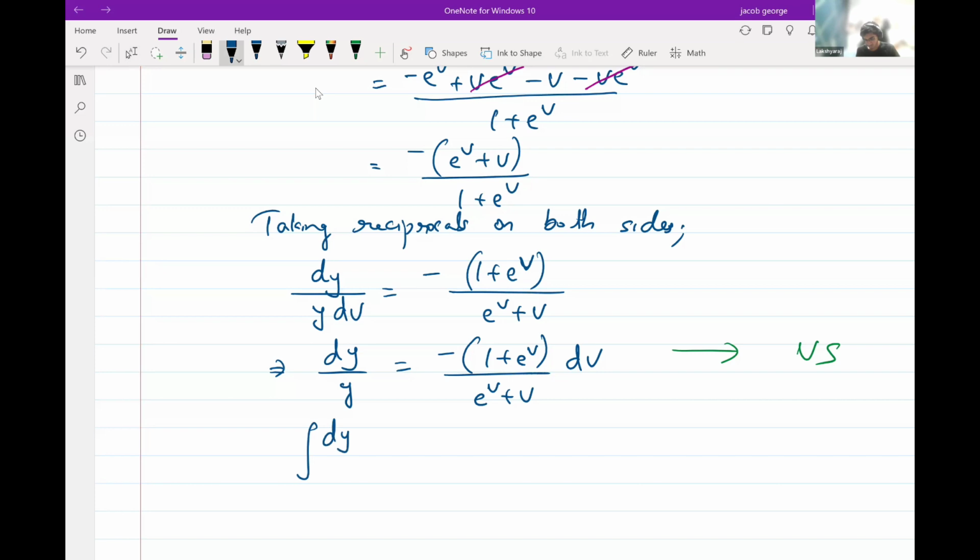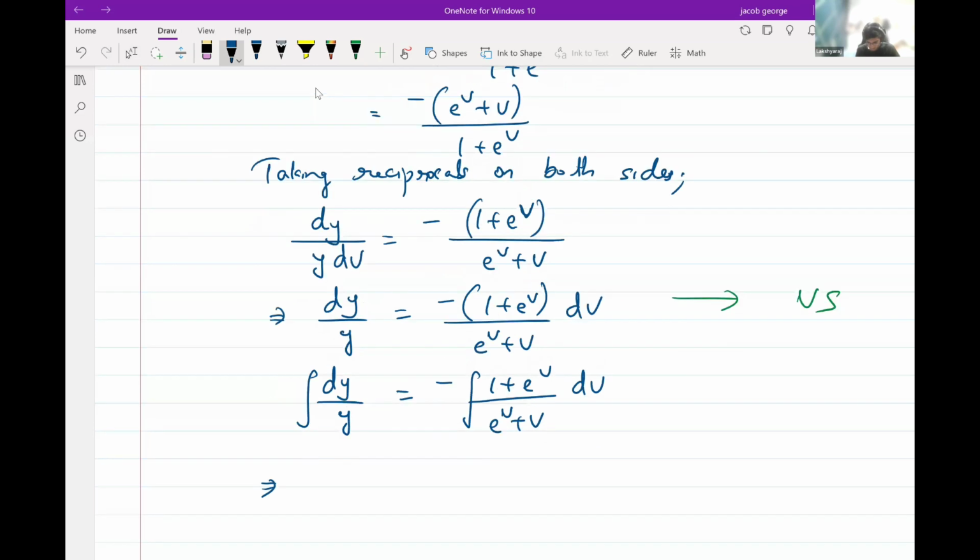Integral dy by y is equal to minus integral 1 plus e raised to v by e raised to v plus v dv. What is integral 1 by y dy? Log mod y. What is the right hand side integral? Log mod denominator, because numerator is derivative of denominator. No need to write the detailed substitution. When you have done many questions, you get faster at integrals.